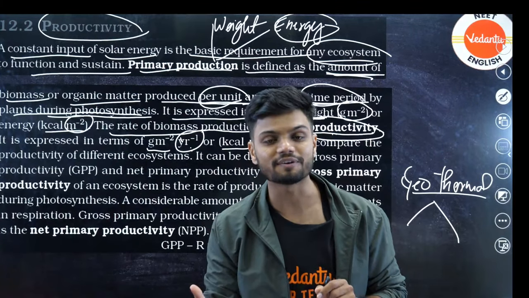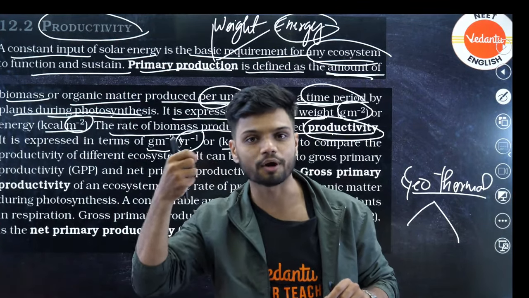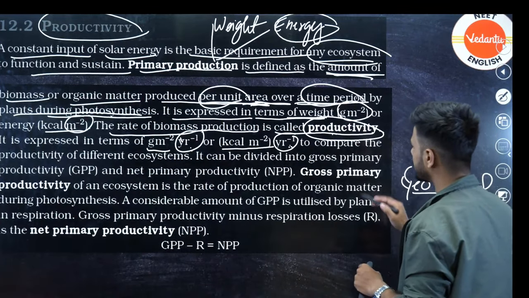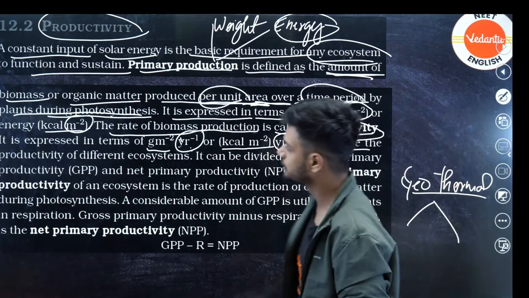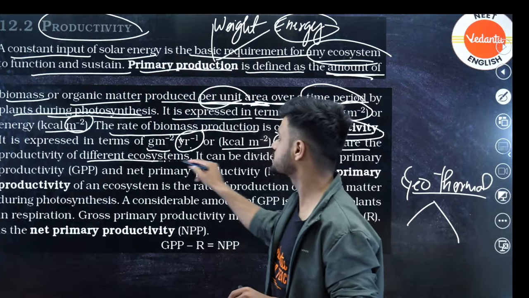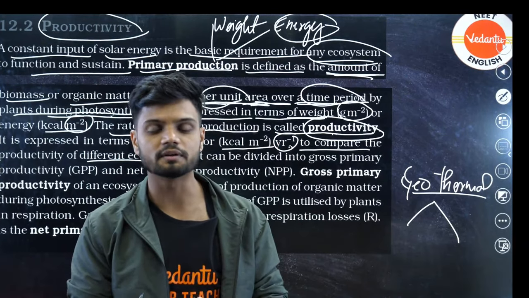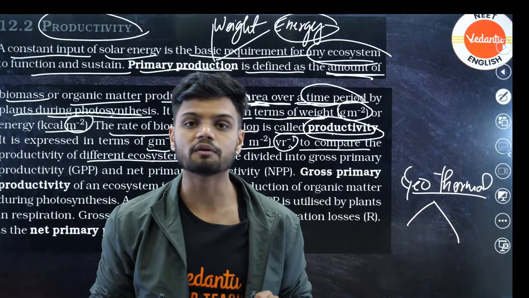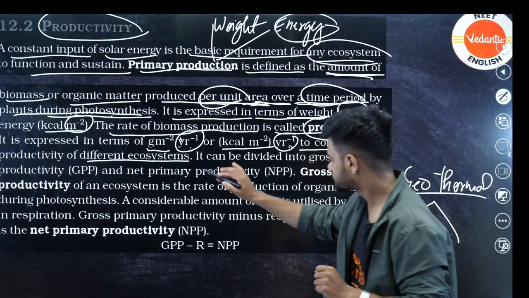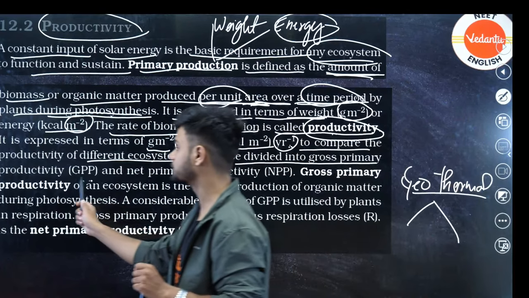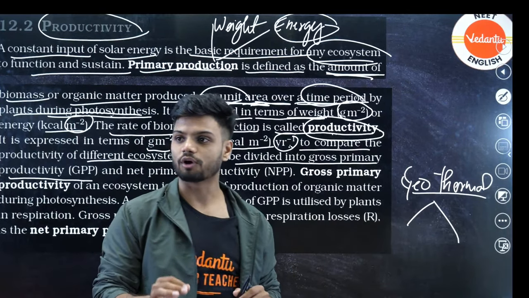So how will you identify the formula? If it is productivity, you need to see the time period there, that is year. To compare the productivity of different ecosystems. So what is the use of productivity? The use of productivity is to compare the productivity of different ecosystems. It can be divided into gross primary productivity. Now again, your parents.